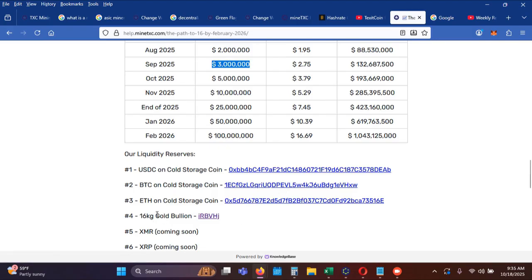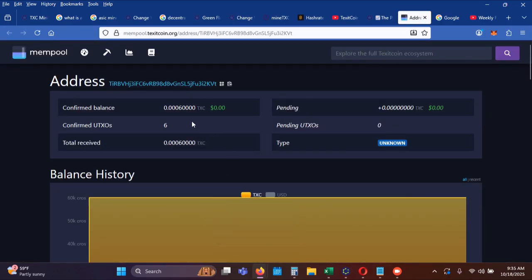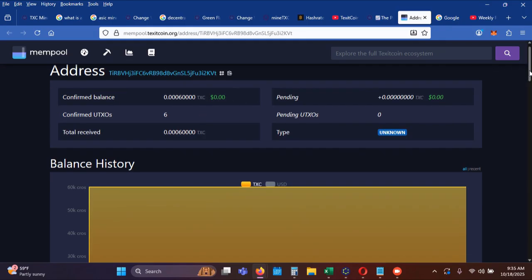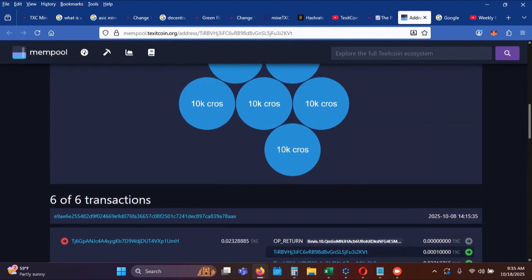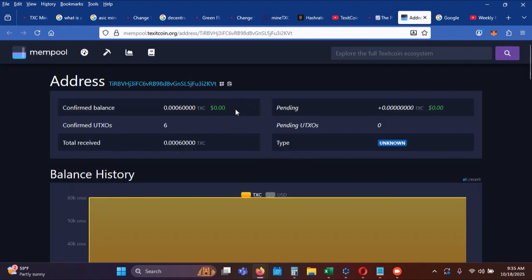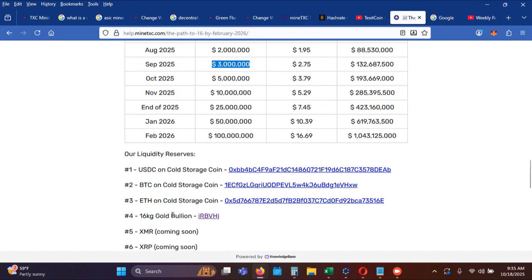The next question I have is about this gold. So time has passed since last month. We are now in the month of October. I click on this link right here, and this shows me absolutely nothing, right? This wallet has a zero balance. It's a TexitCoin wallet, but this shows me nothing about gold or the holding of gold or verifying that you actually do have some gold bullion in hand to help back the price.